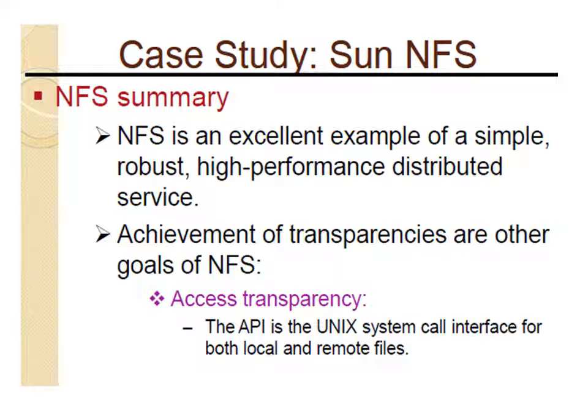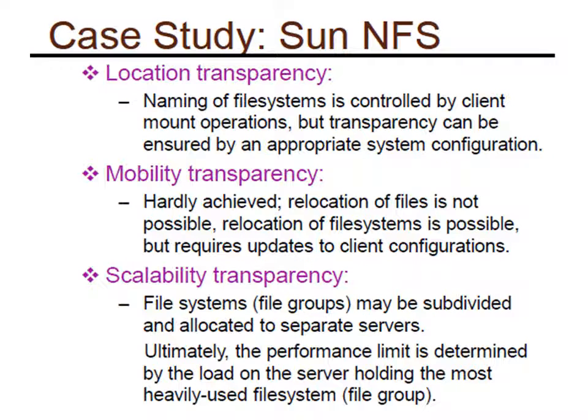Access transparency. The API is the Unix system call interface for both local and remote. See this, here there are two servers with one client. The one client mounts the file remotely to server 1 and server 2.